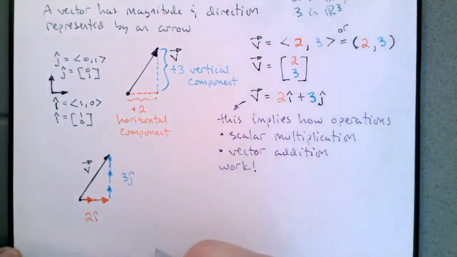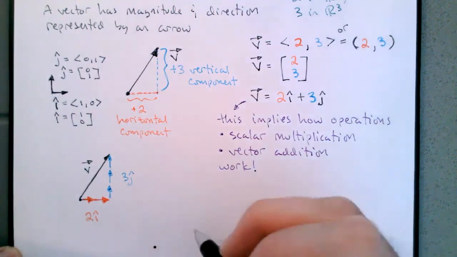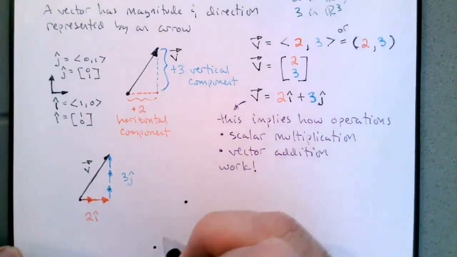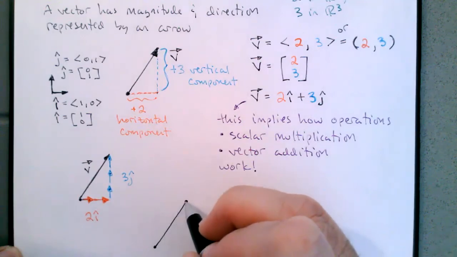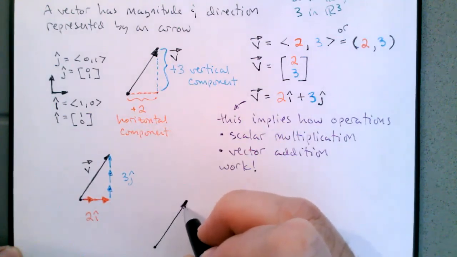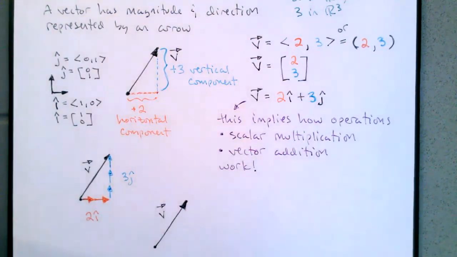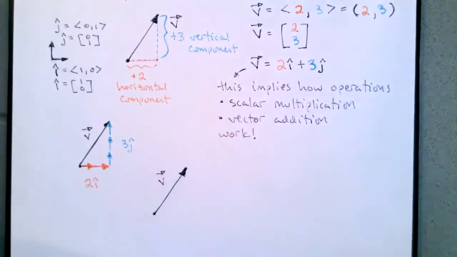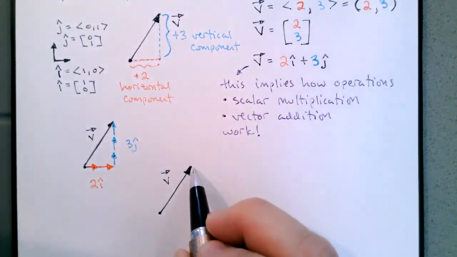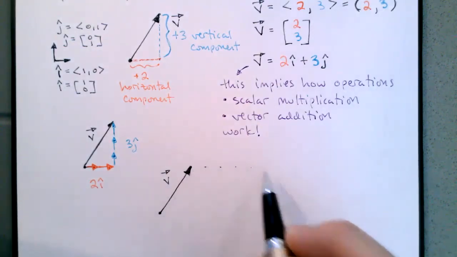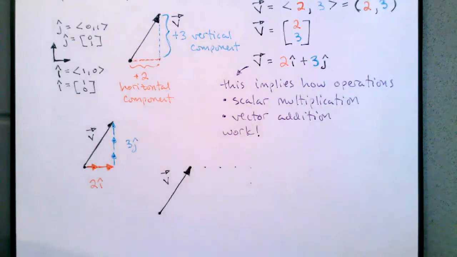So if I have this vector v, and I have another vector u, let's say the other vector u goes 4 in the horizontal and -1.